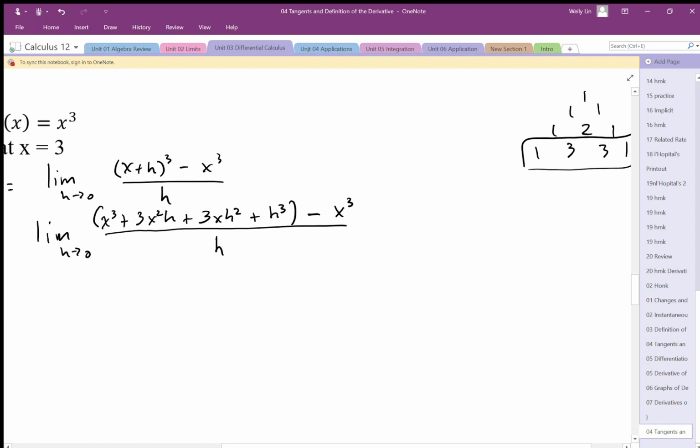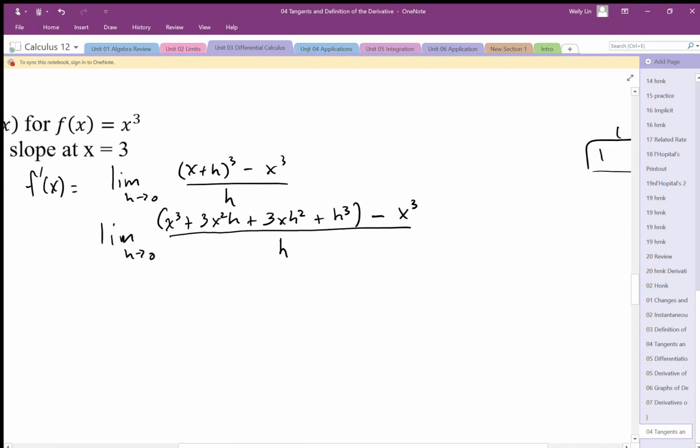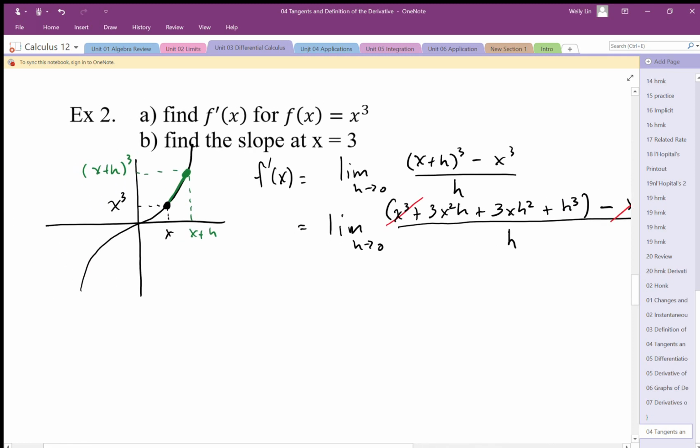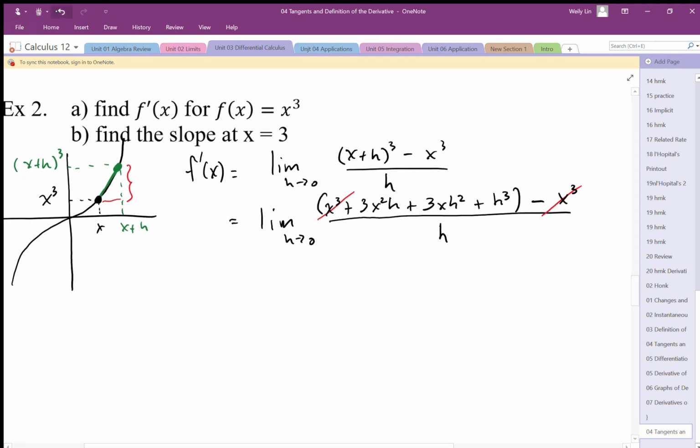Okay, so once I have that, I should be able to cancel out things. And again, notice that the original x cubed cancels out because we really don't want this height. We want the height in between, right? We want that change in height anyways. So that cancels out, and I'm going to do a little bit of shortcut here because we can see that everything left has a factor of h, so those are going to cancel, and I'm going to end up with that.